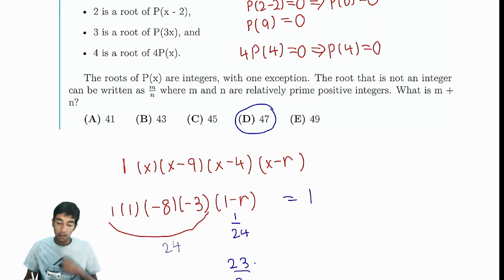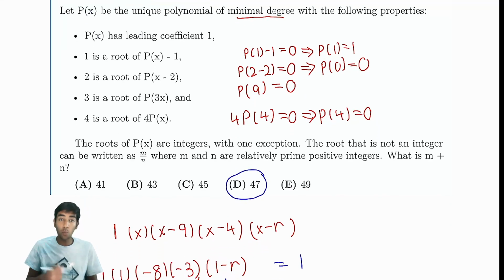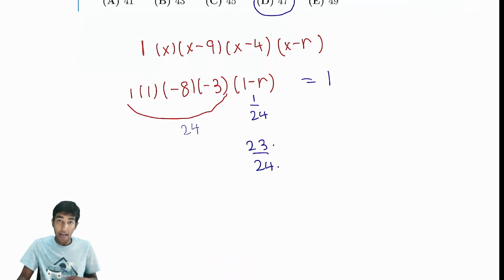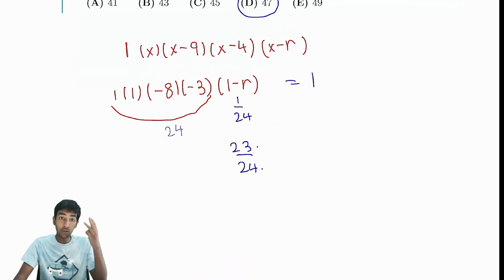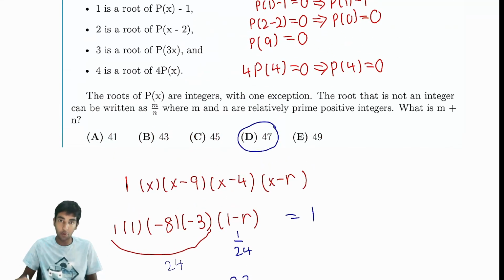So the key idea here is realizing what each of these conditions mean, and realizing that that means 3 of these are roots. And then from there, we just plug in 1 into this whole expression, and we find out that, okay, cubic is not possible, but quartic is possible, because when we add this x minus r term, we can solve for r and see that, okay, yeah, if r is 23 over 24, then this quartic has p of 1 equals 1. And therefore we get our answer.